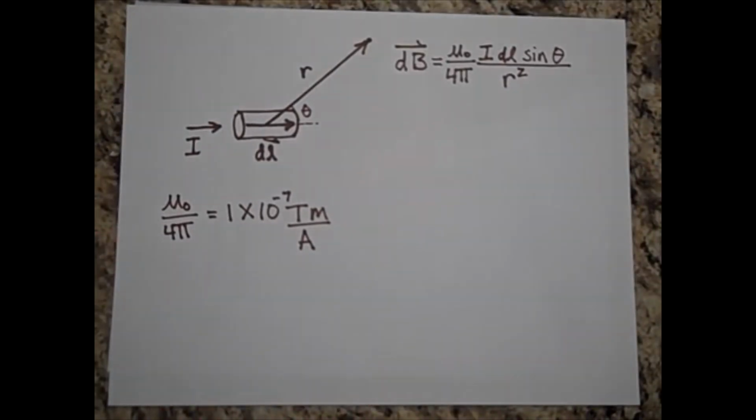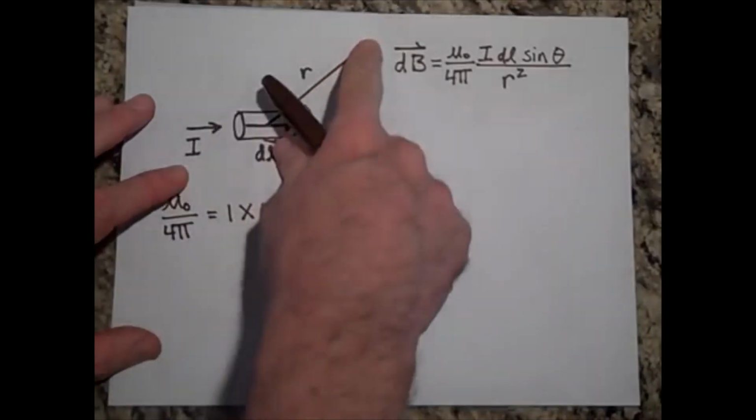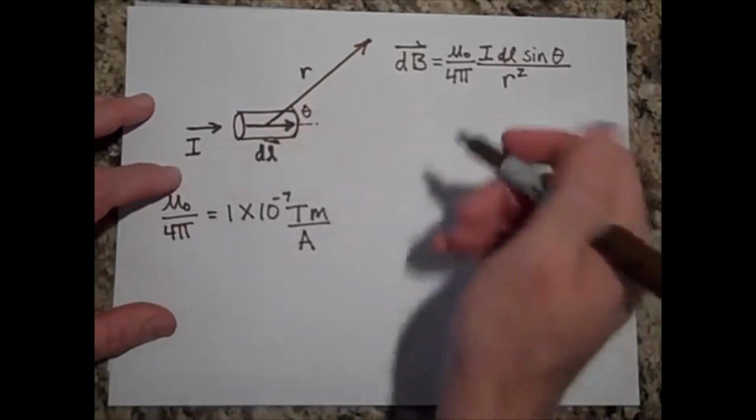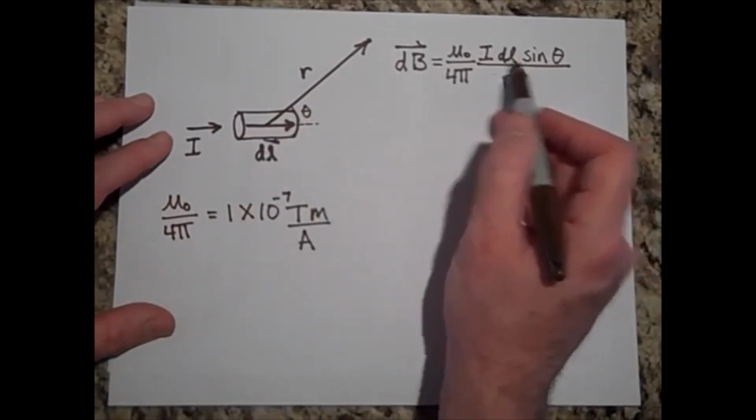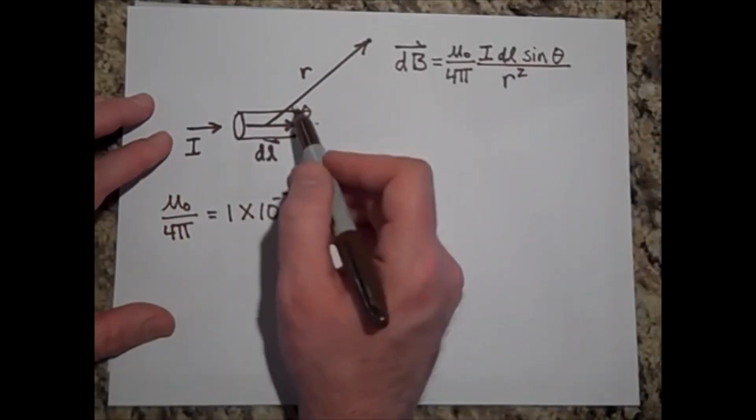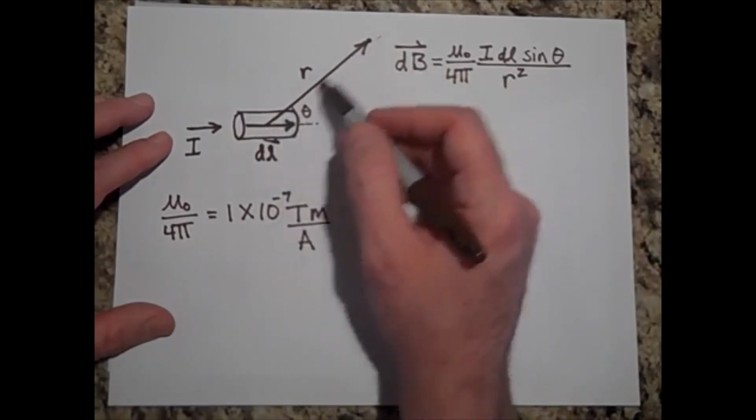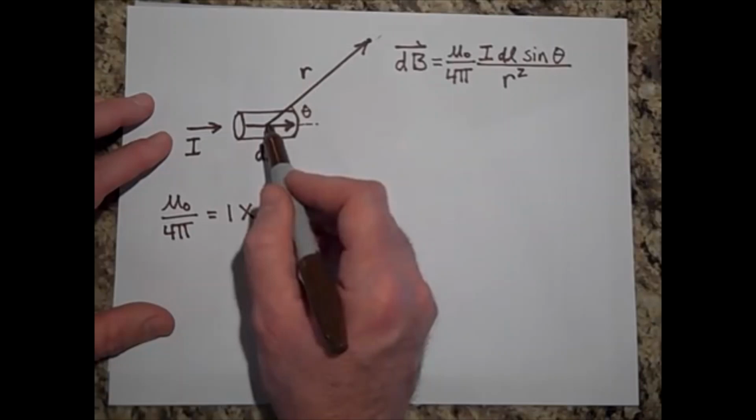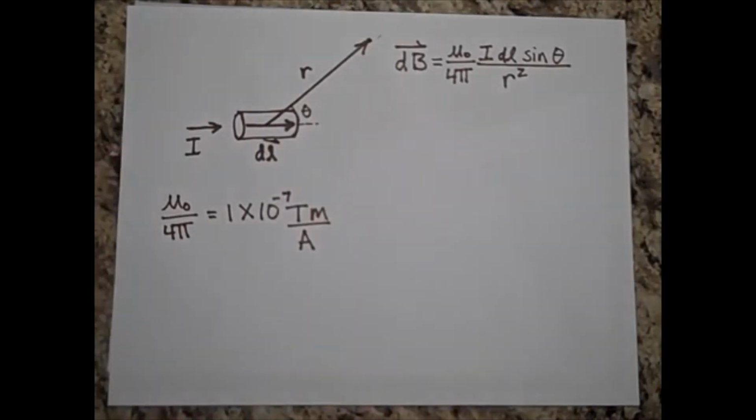Okay, well, in any case, the magnetic field due to this current element is going to be just a constant times how big the current is times dL times the sine of theta, the angle that it makes, all over r squared, r being the distance from the center of the dL to where you want to find the field.